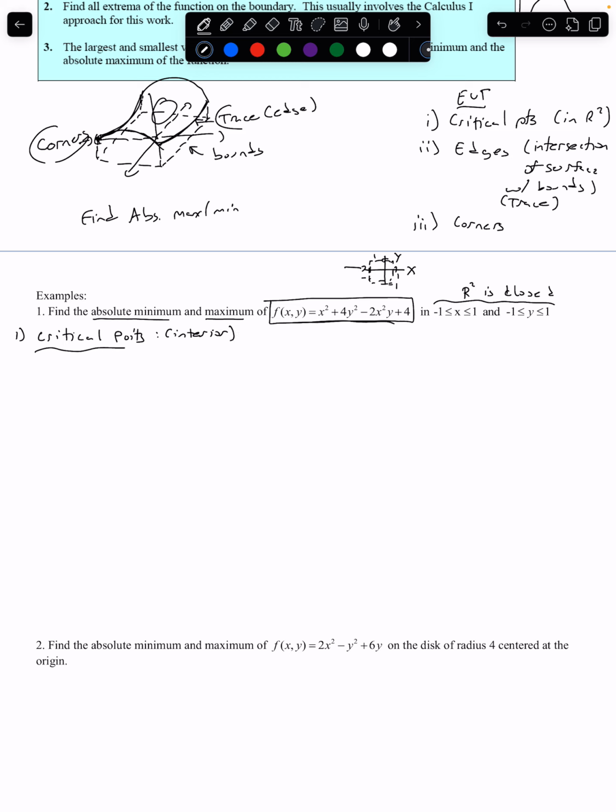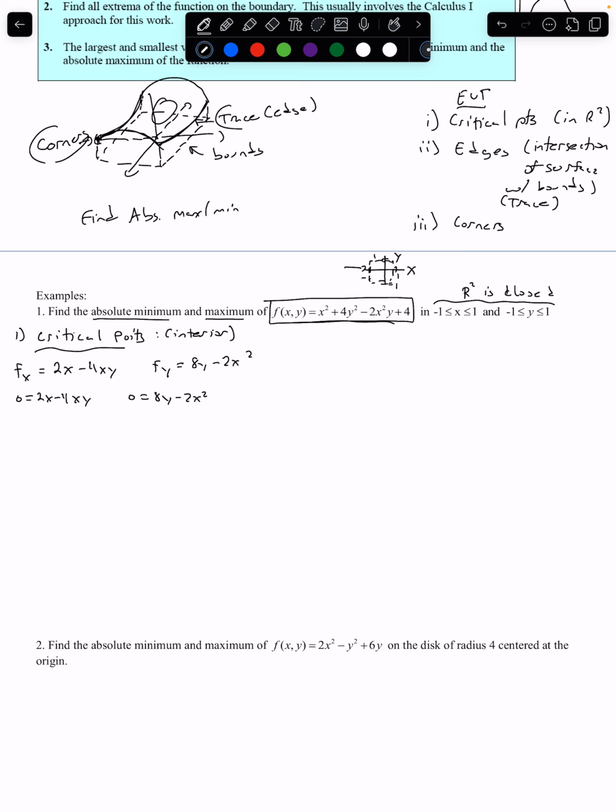This is going to give us any bumps, low valleys, high mountain peaks inside our bounds, -1 to 1 for the x and -1 to 1 for the y's. To do that, we're going to use our partials. The partial with respect to x is 2x minus 4xy, and our partial with respect to y is 8y minus 2x squared. Because we're looking for critical points, we set these equal to 0, like so.